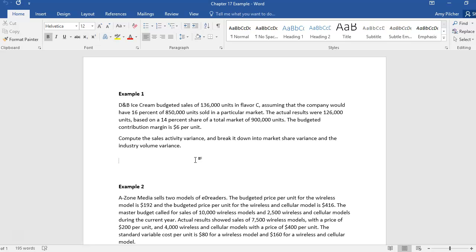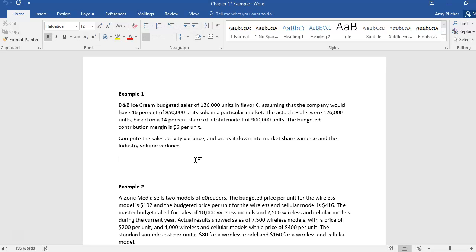So we budgeted for 136,000 units in flavor C, assuming that our company would have 16% of 850,000 units sold in a particular market. Our actual results were 126,000 units based on a 14% share of a total market of 900,000 units. Our budgeted contribution margin is $6 per unit.